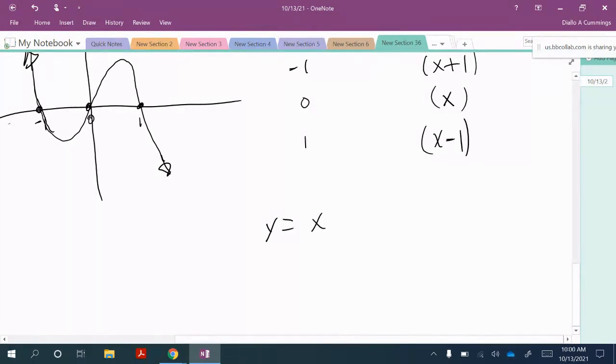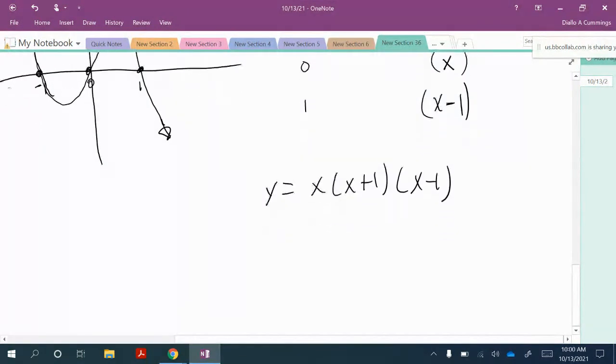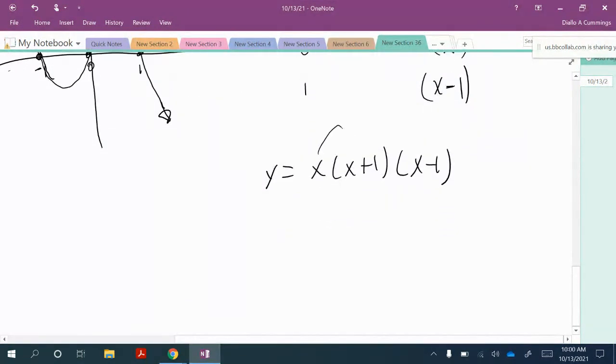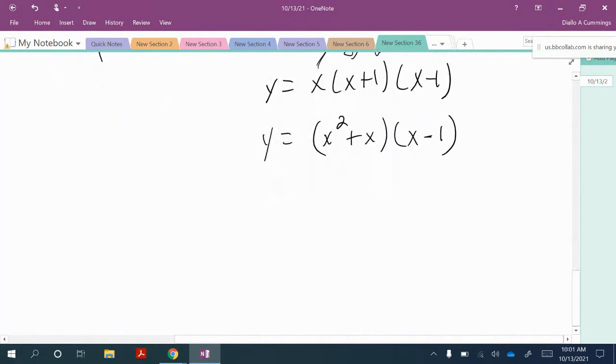So I'm going to write out x times x plus 1 times x minus 1, and I'm simply going to multiply. The first thing I'm going to do is distribute x within the first set of parentheses. So x times x is x squared. X times 1 is x. I'm going to bring down my next set of parentheses, x minus 1.